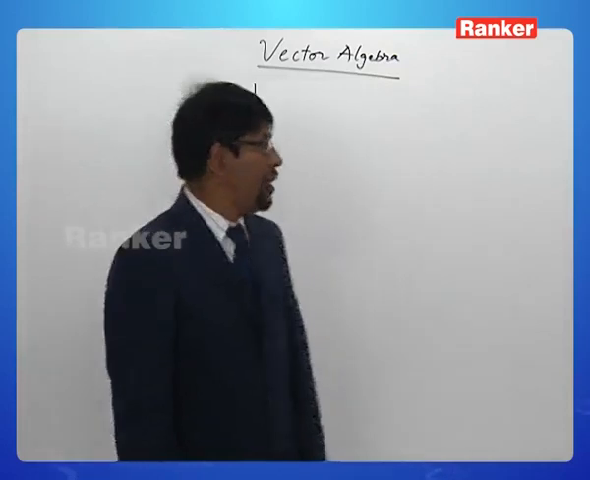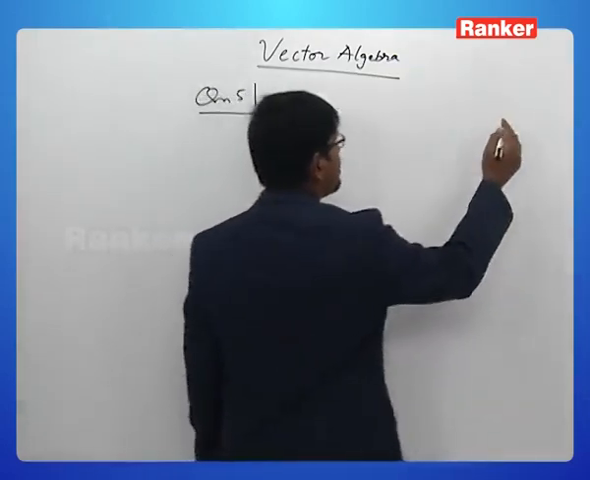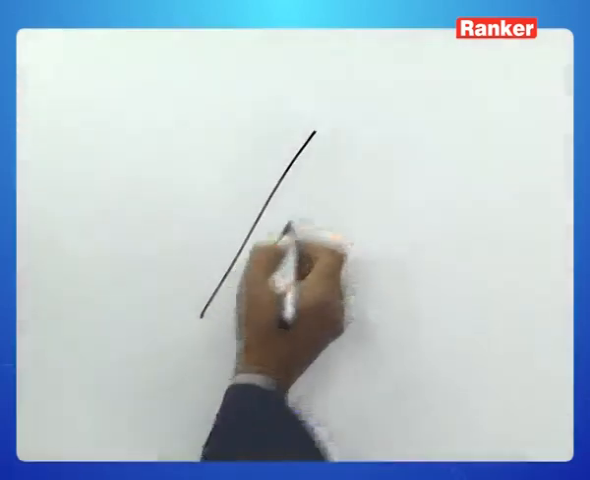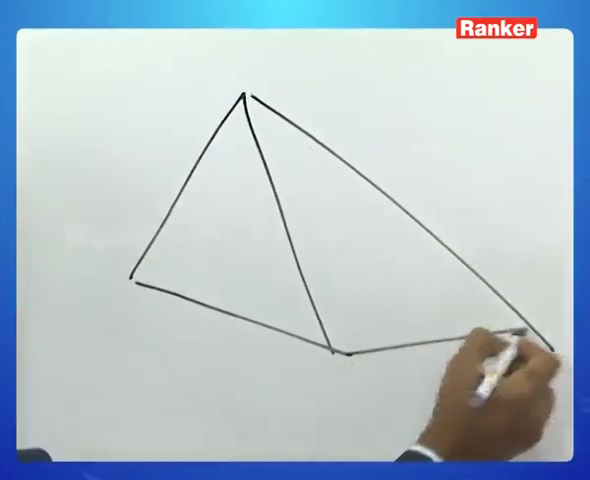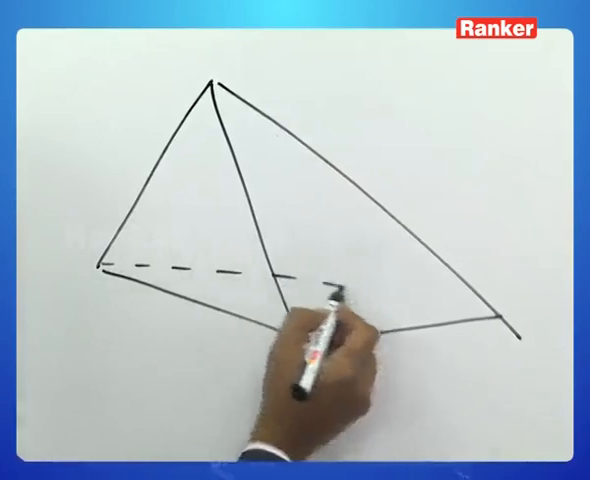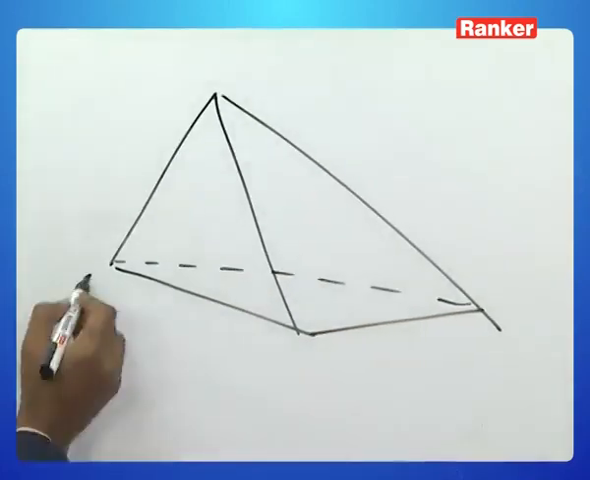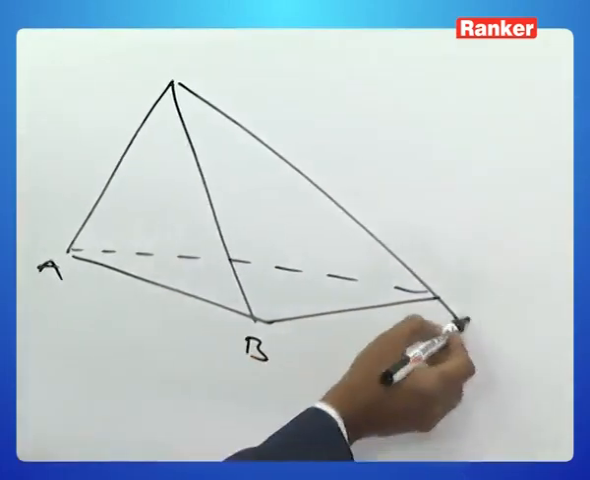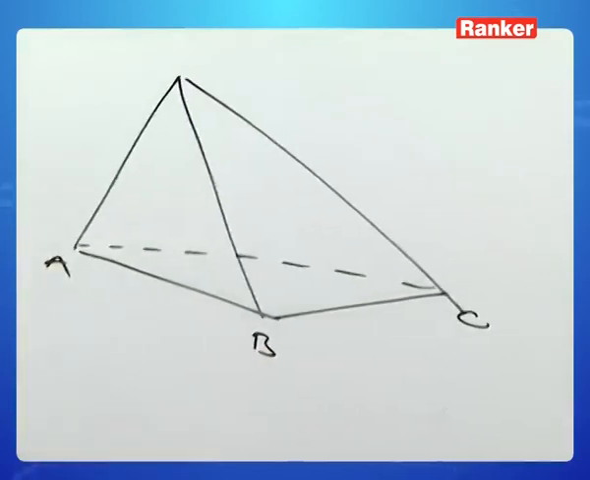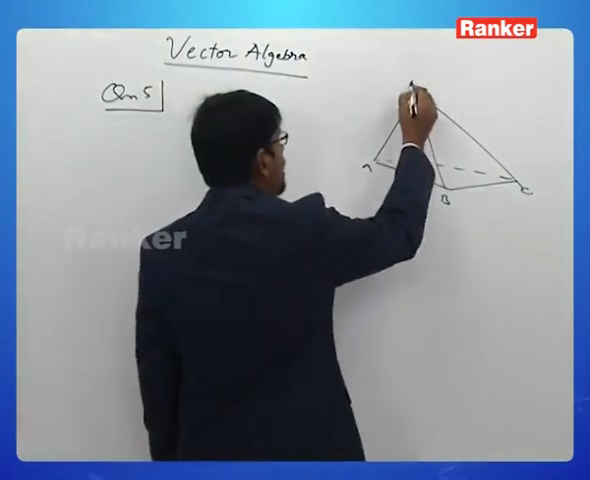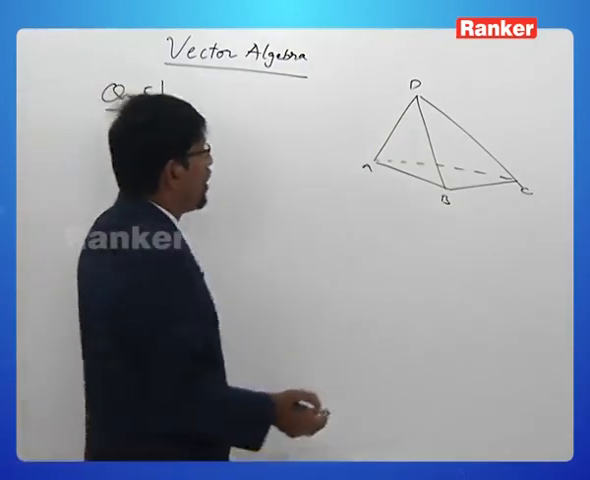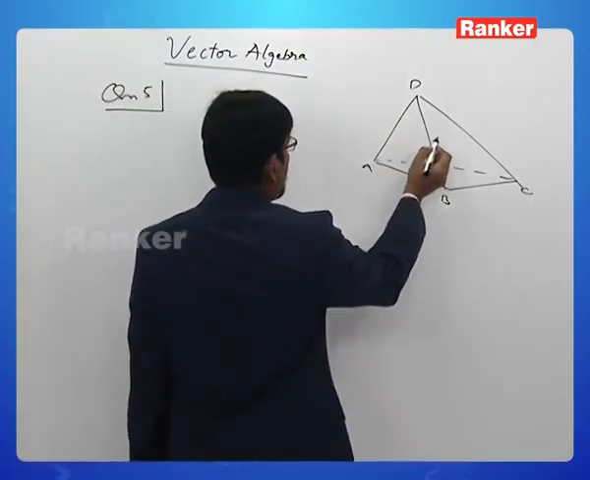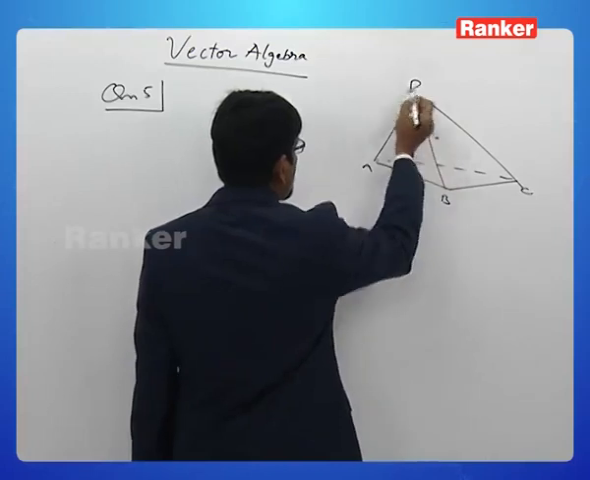So let's have a look at the figure here. Tetrahedron. This is the plane ABC, let us say. The bottom one is the plane ABC. D is this point. Now we are interested in, let us say G is the centroid of the tetrahedron.